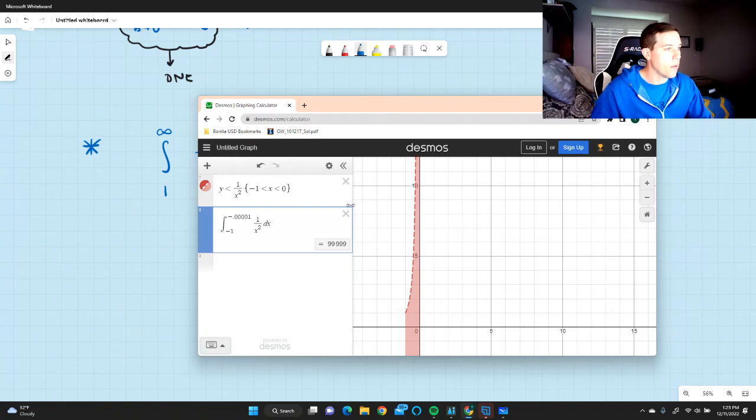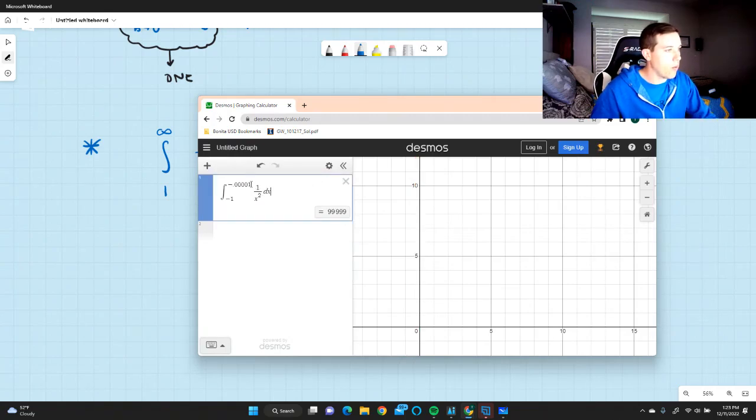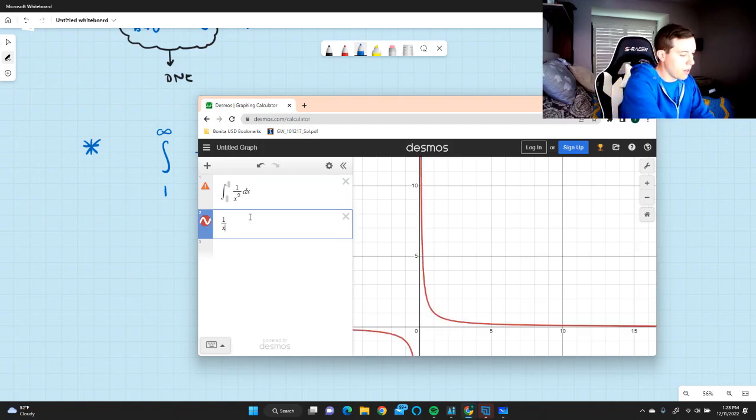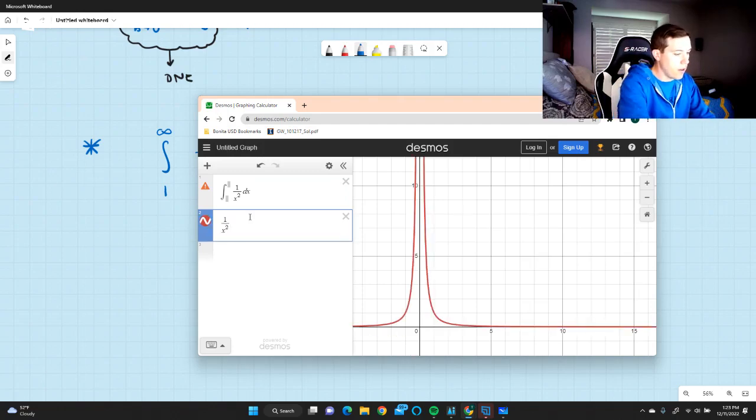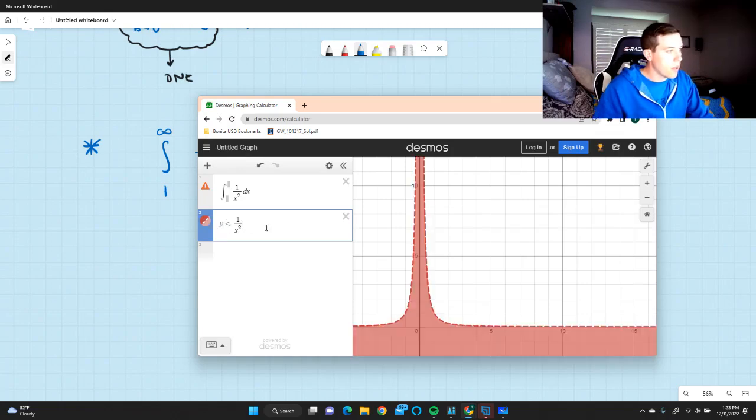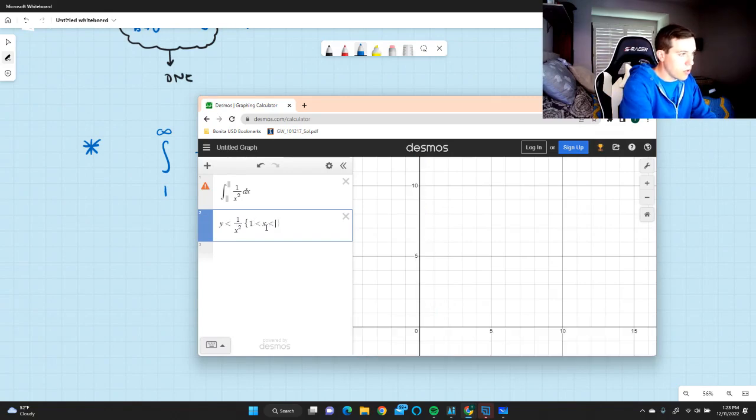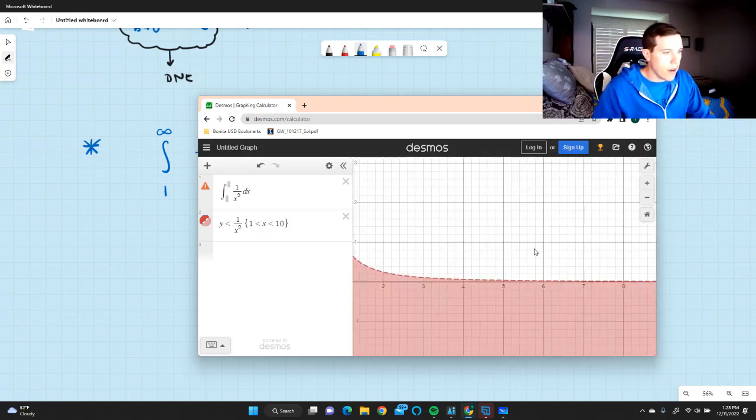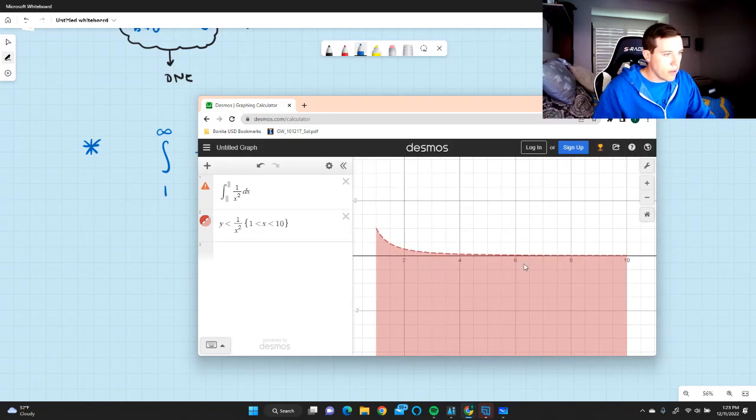So again, before we dive into this, I like to think about what this problem is asking me to do. If I were to graph y equals 1 over x squared, and we're going from 1 to, I don't know, let's just start with 10, we're finding the area under this curve, above the x-axis.